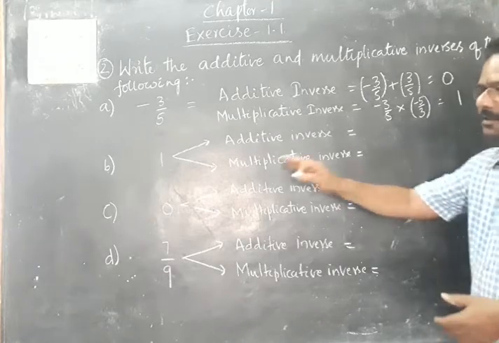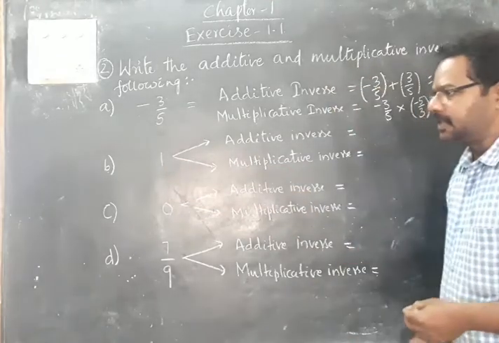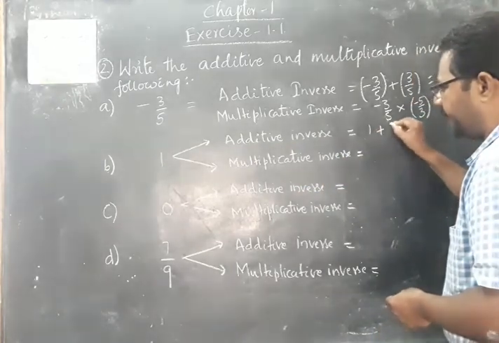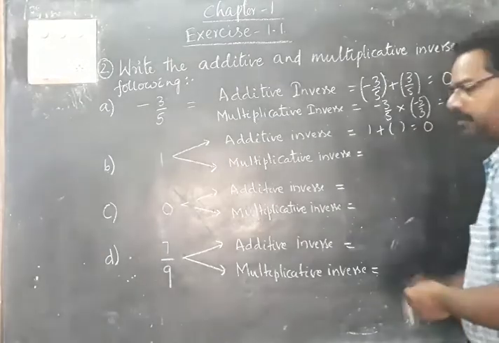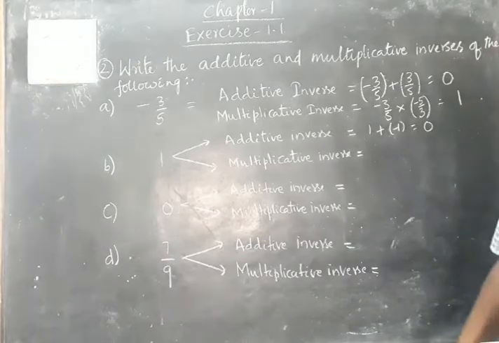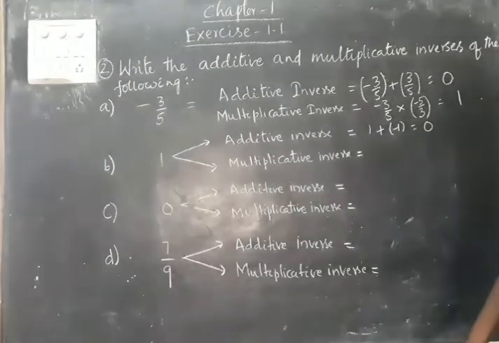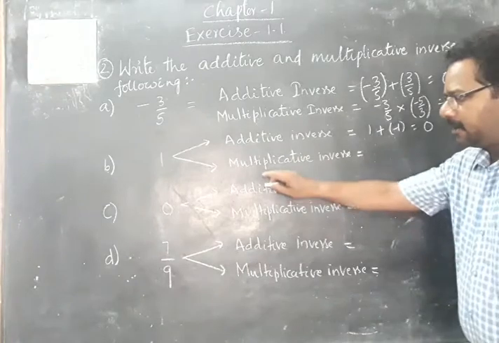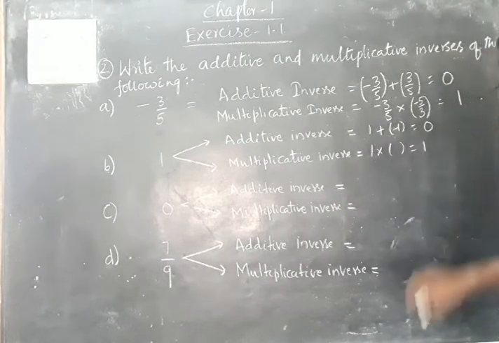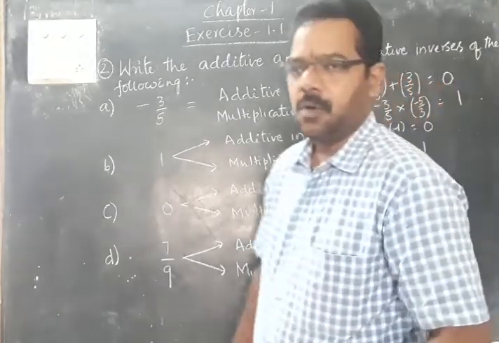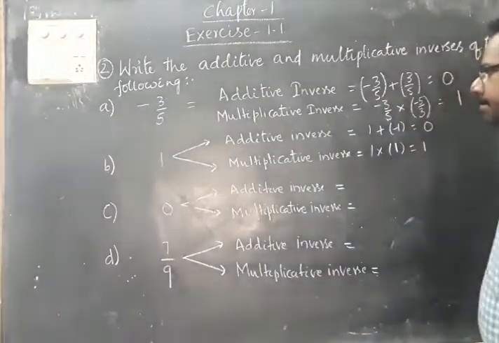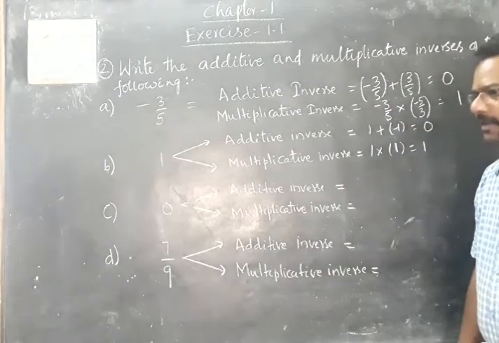Like that, next I have taken 1. For this, additive inverse: 1 should be added to something to get the answer equal to 0. So 1 is added to minus 1, we get the answer 0. That's why minus 1 is called the additive inverse of 1. And multiplicative inverse: 1 should be multiplied with some number to get the answer equal to 1. So 1 into 1 is equal to 1. So 1 is the multiplicative inverse.